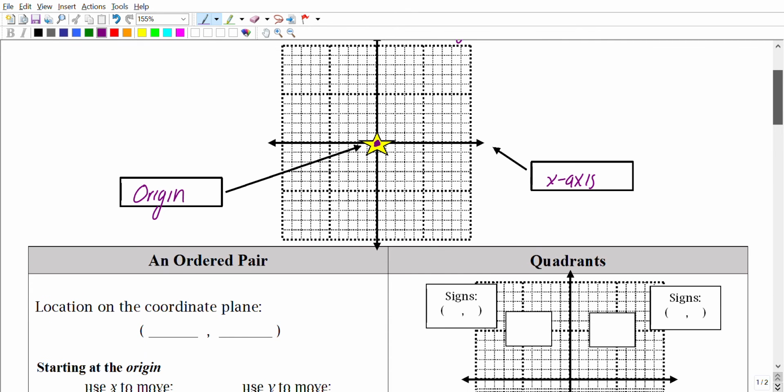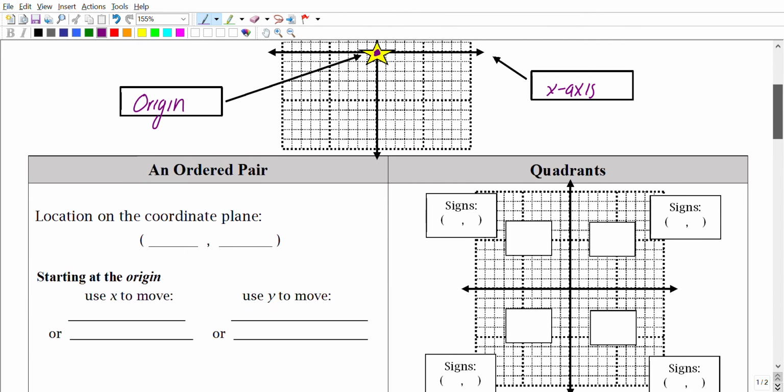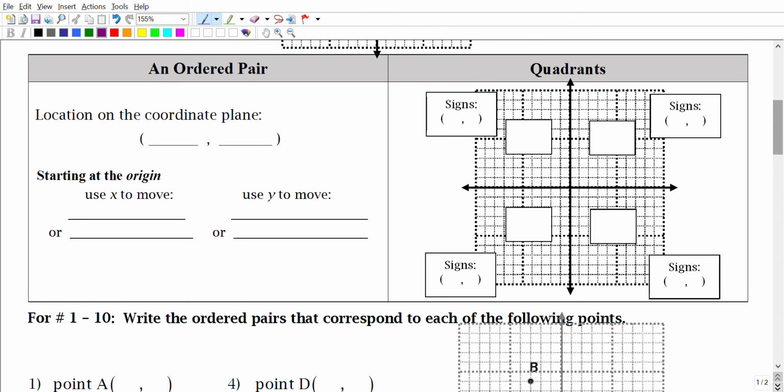So actually, let's go down here to our definition of an ordered pair. An ordered pair is just the location of a point on the coordinate plane. This ordered pair is comprised of an x value and a y value. Okay, x always goes first, y goes second.